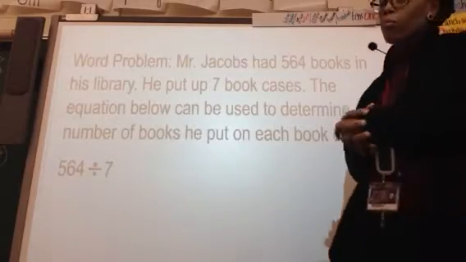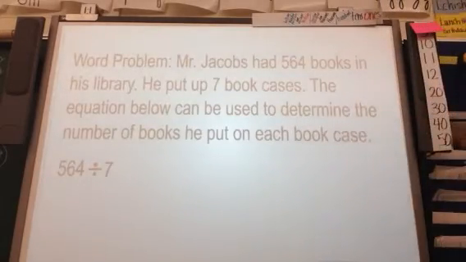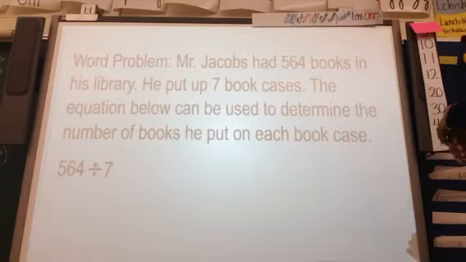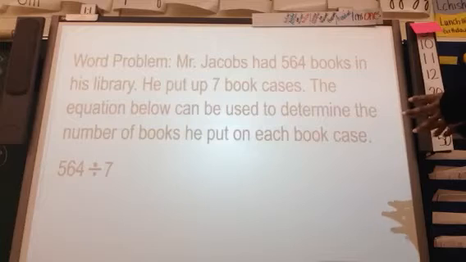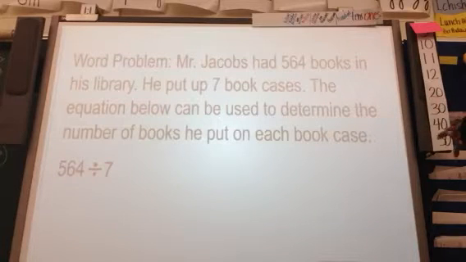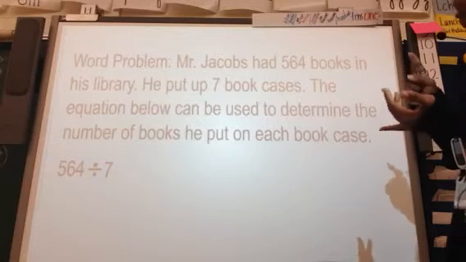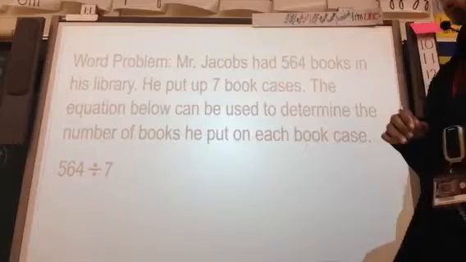Let's start with a word problem. Mr. Jacobs had 564 books in his library. He put up 7 bookcases. The equation below can be used to determine the number of books he put on each bookcase. So we have 564 divided by 7.